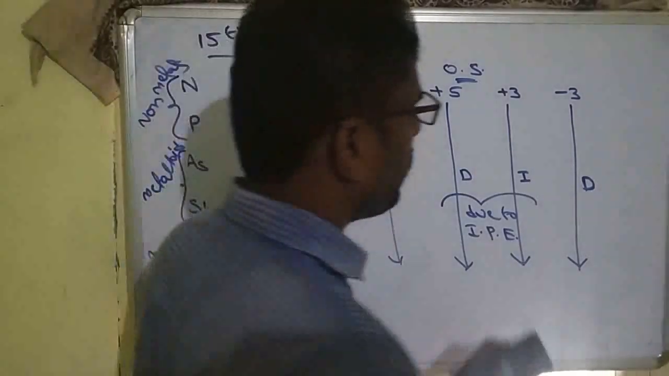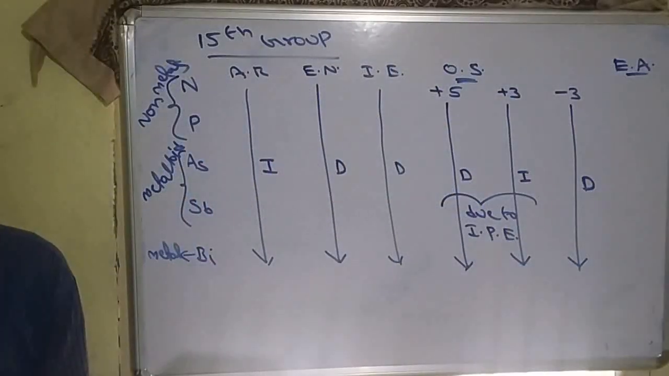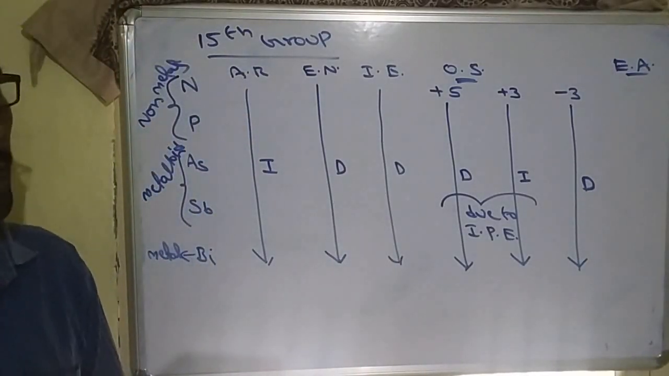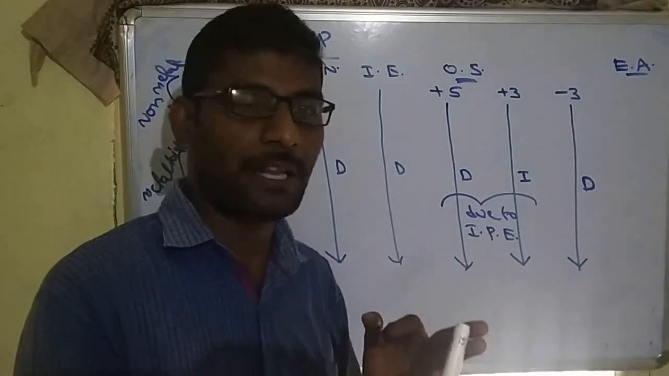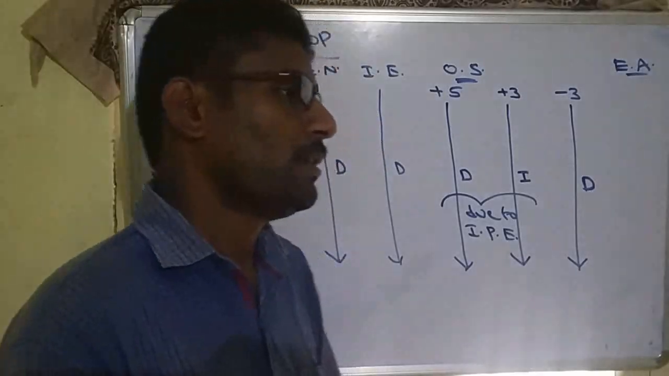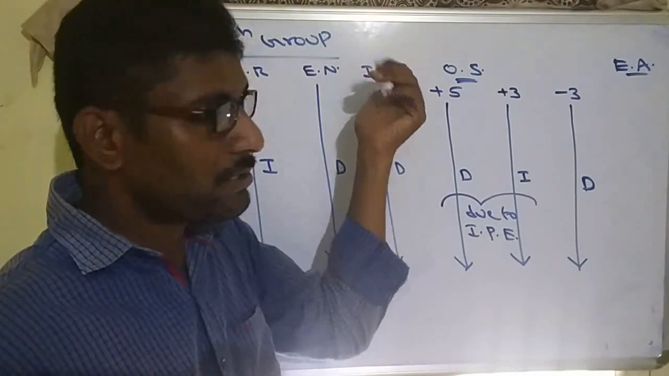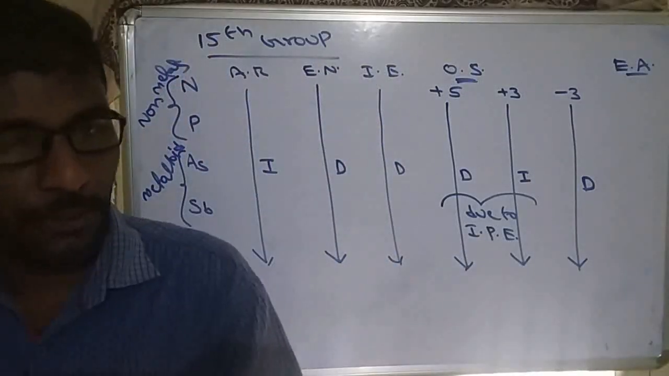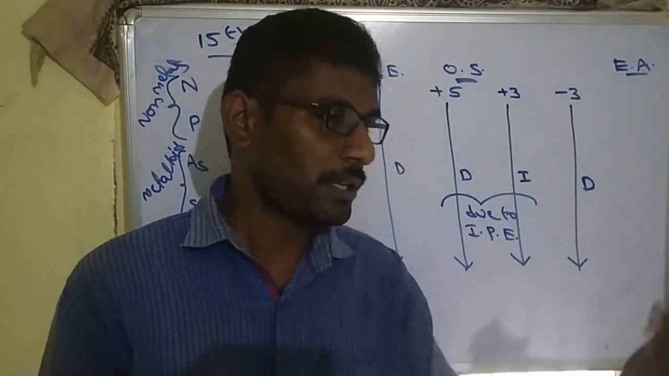Another also important property is electron affinity, also called electron gain enthalpy. This is very important in the 15, 16, 17 groups. So what is electron affinity? It is opposite to ionization energy. Ionization energy is the energy required to remove an electron, whereas electron affinity is the energy released during the addition of an electron. When an electron is added to the outer shell, energy is released, that is electron affinity.